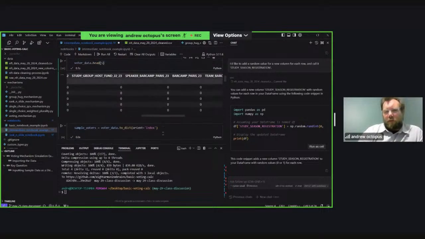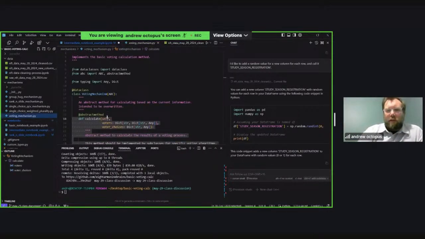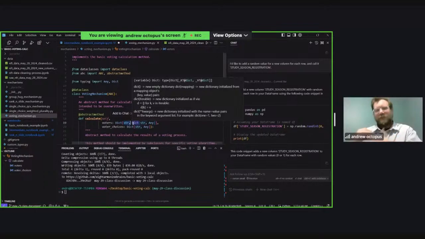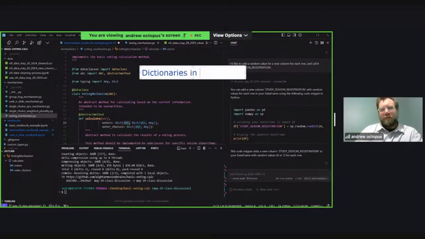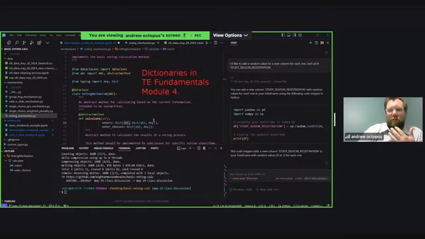Now I'm wanting to convert this to a dictionary, because when I designed the voting mechanism abstract type, it is supposed to take a dictionary with information about the voters. And for each voter, we have another dictionary. And this is why dictionaries are one of the fundamental things we cover in TE Fundamentals Module 4, because doing this type of information processing where you're working with nested dictionaries is one of the big things that happens. So if you want to, you could review that. If not, we'd be happy to discuss specifics of dictionaries.